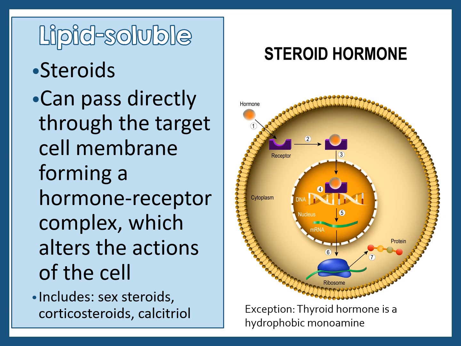But when it does find its receptor, it's going to form a hormone receptor complex. And that will then alter what the cell is doing. So it will eventually turn on a gene. Remember that a gene is a section of DNA that codes for a protein. So this complex can either activate sections of that DNA or deactivate sections of that DNA. And so we're going to have some kind of cellular response.